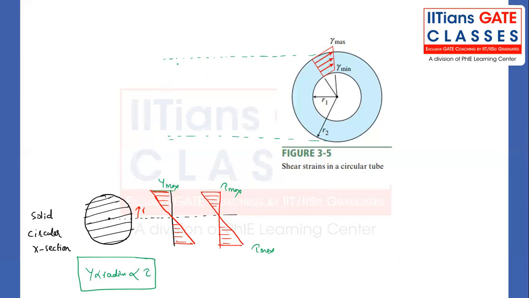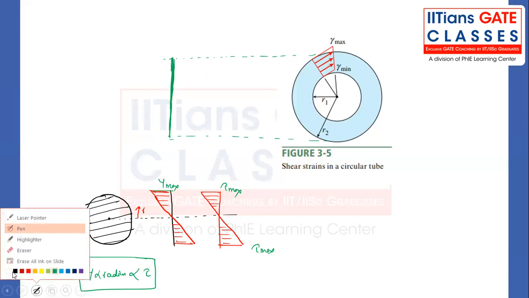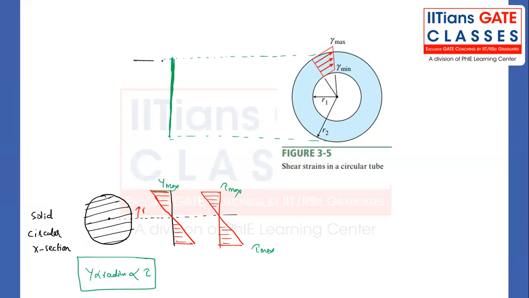So if we take the view, what will the view be? That's very important. The shear strain will be maximum, then minimum. There will not be any value inside because it is hollow. Then it is going to be something like this. Here it is gamma minimum. Here it is gamma maximum. Again gamma minimum, gamma maximum.